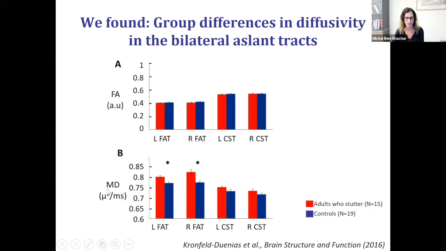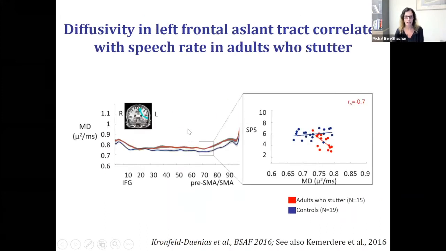And we found that indeed mean diffusivity was significantly different between these two groups in the left and right frontal Aslan tract. There was no difference in FA, and there was no difference in the CST, another pathway we looked at. And even more importantly, if you look at a certain part of this pathway that shows a significant difference between the groups, we could also show that adults who stutter show an association in this segment with speech rate, which is not found in the control group.